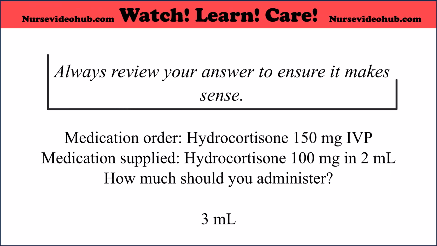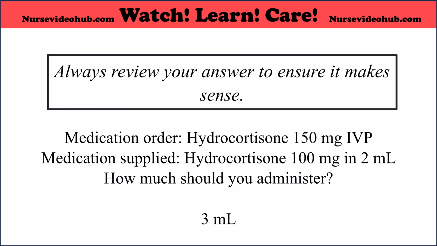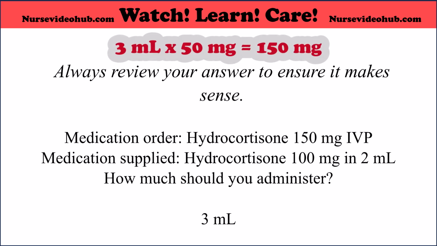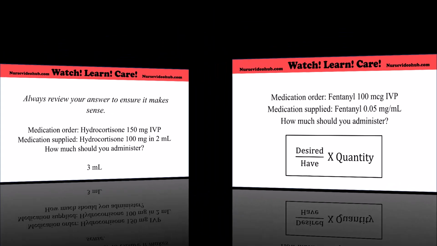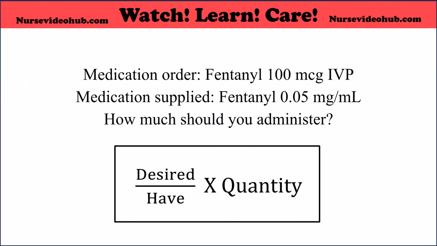Always review your answer to make sure it makes sense. The reverse method is to multiply 3 milliliters, the amount to be administered, by 50 milligrams, the concentration available. Remember, hydrocortisone 100 milligrams in 2 mLs is the same as 50 milligrams in 1 mL, and that equals 150 milligrams, the prescribed dosage. Now, let's calculate another dosage.